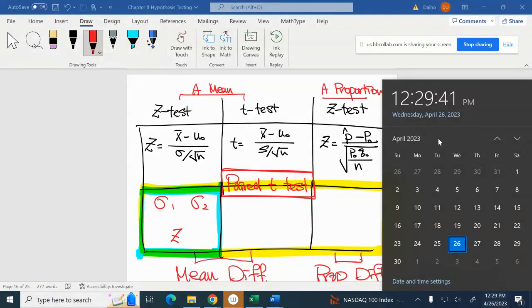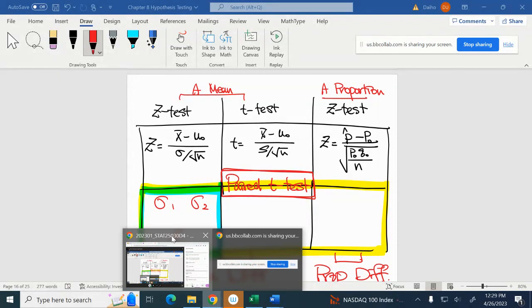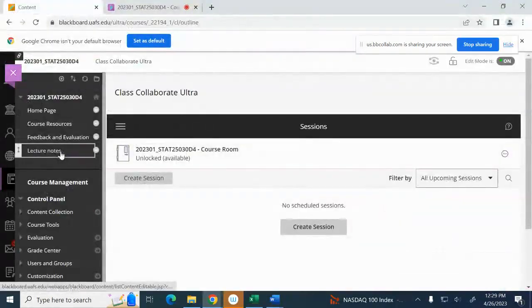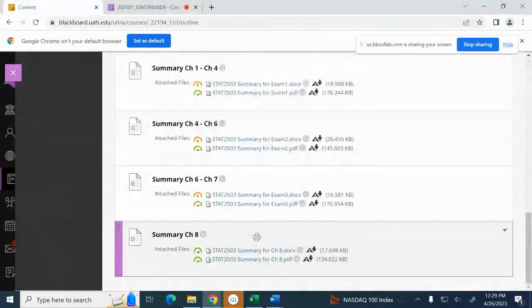So let me show you. When you go to the Blackboard, lecture notes, see, right? There is a summary from chapter 1 to 4, 4 to 6, 6 to 7, and 8. I already emailed you, right? But if you want the new clean one, just download and print it out, and you can bring it, and the tables, and you can prepare your summary.